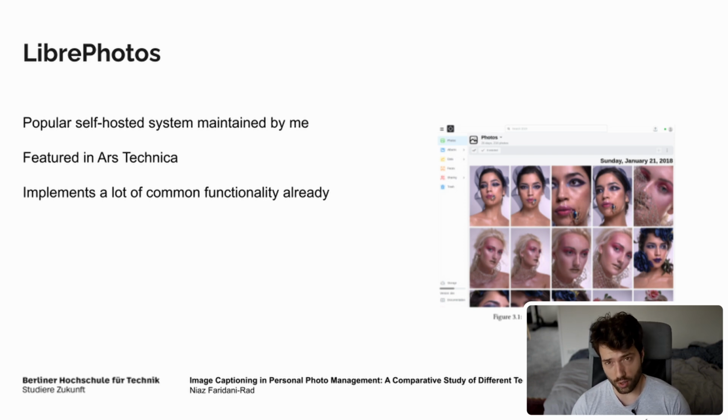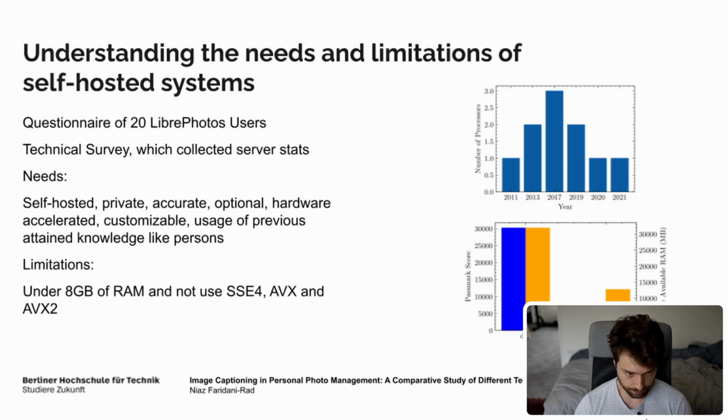Now I have to understand what users actually want. So I did a little survey. I asked 20 LibrePhotos users with a Google Forms survey, and I also added the option to upload your server stats so that I understand what kind of systems the users are using. And I got a lot of requirements back I have to look at. So the user needs are that it should be self-hosted, private, obviously. So it should still be a self-contained system. It's not possible to use an API. People look very skeptically at that when it comes to their own photos.